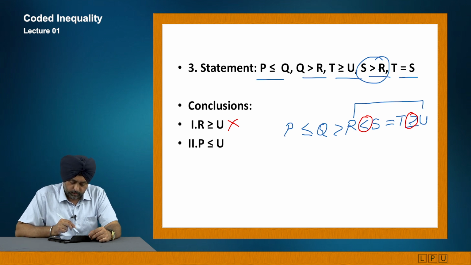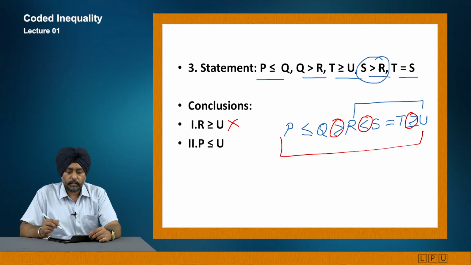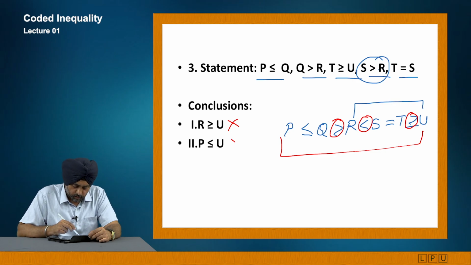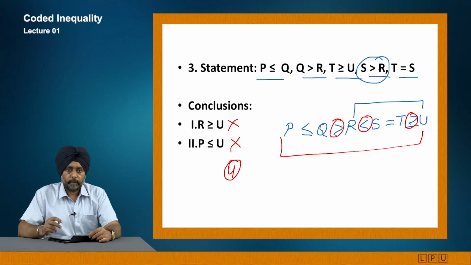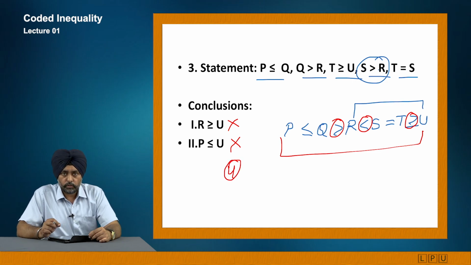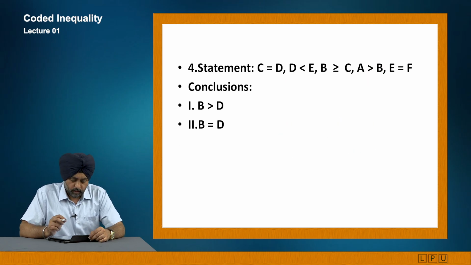Second, P is less than or equal to U. Between P and U, there is again a reversal of relationship. So no relationship can be established. So this is also wrong. So the answer will be 4 again. Remember, a relationship can only be established if the signs are all towards one side or there is a sign of equal. Question number 4. Let us make the single statement.